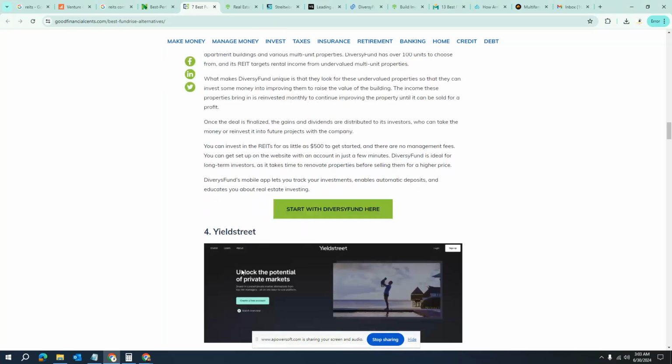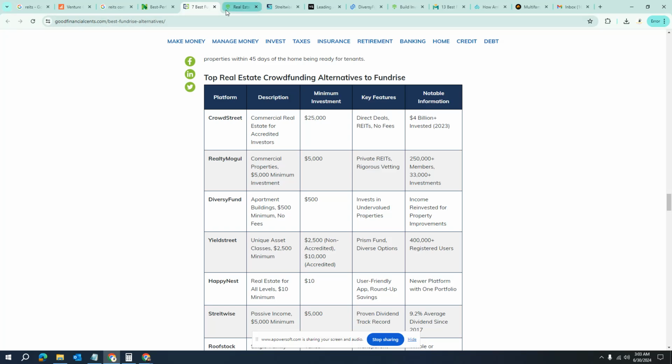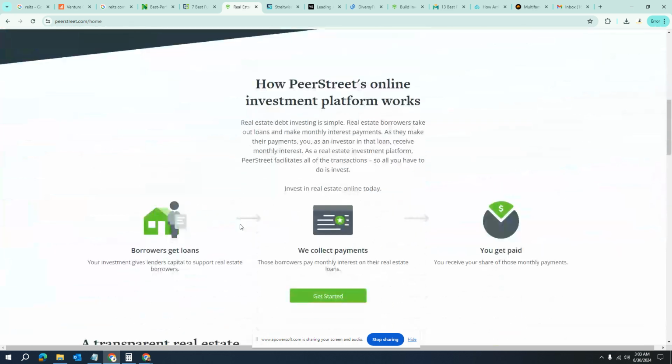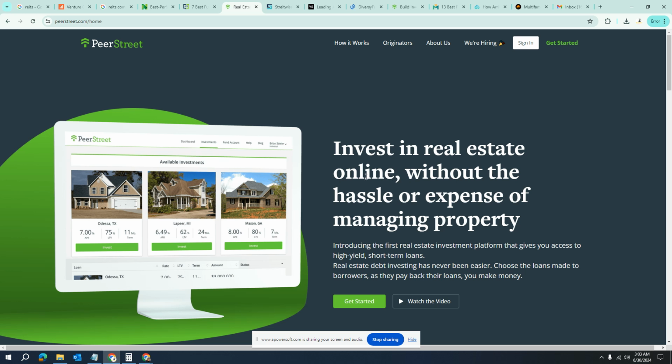There's another one, Diversyfund, Yieldstreet, Streetwise. You want to look at the dividend payments, how much the amount is, the yield. There's also RoofStock, and then like PeerStreet, I think there's a minimum. This one invests in loans to give lenders capital to support real estate borrowers, and the borrowers pay monthly interest on the real estate loans. Then you receive your share of those monthly payments. So it's really good as well. I think they have a low amount of entry. You also want to look at the expenses.